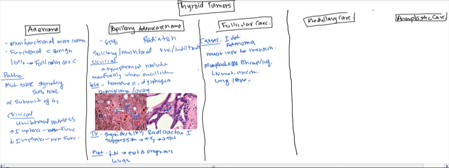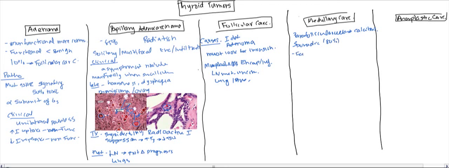Now, medullary carcinoma is a tumor of the parafollicular cells, which make calcitonin. You have two types. We have a sporadic type, which is about 80% of the time, and we have the familial type, which is the remainder. And the familial type has a better prognosis as well. The familial type is going to be related to a proto-oncogene called the RET proto-oncogene.